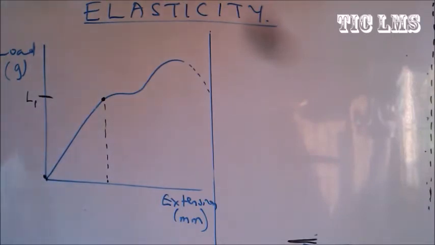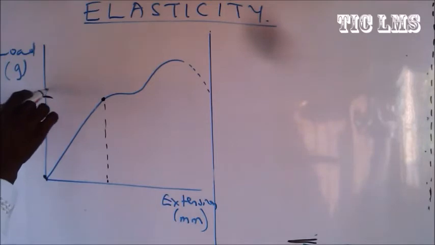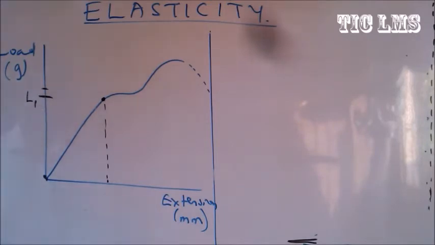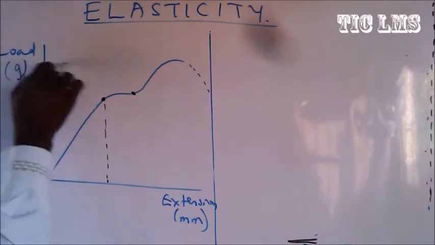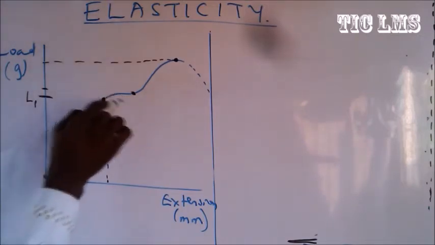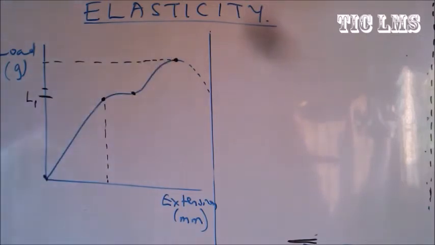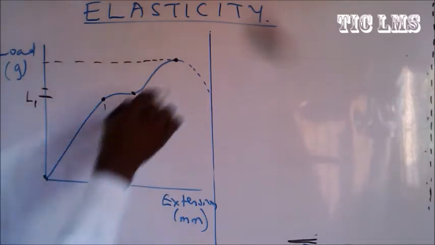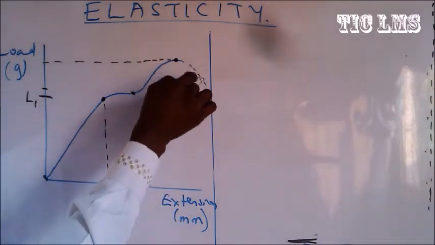But if we place a little more load on the spring, it will end up not being able to return to its original length when it is removed. And when we increase the load further, we have another point here, which is known as the maximum load which the spring can take. At this maximum load, any further load on the spring will lead to a breakage of the spring, which we know as the breaking point.